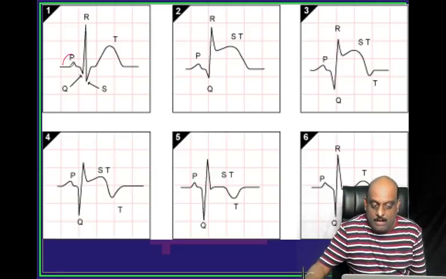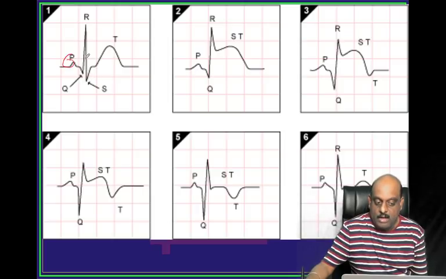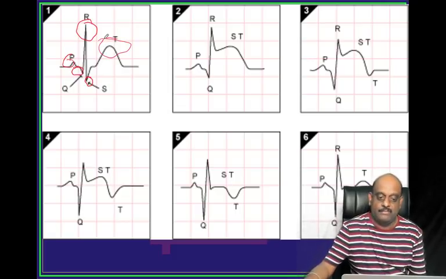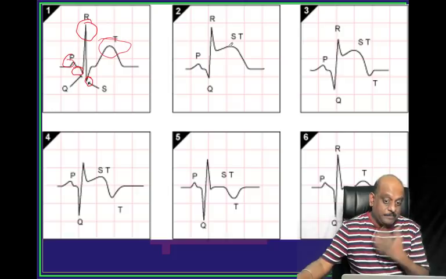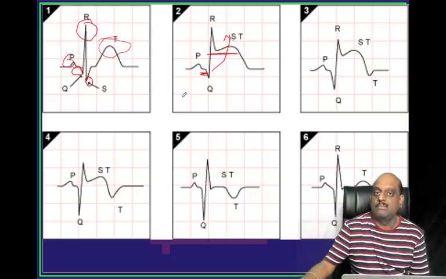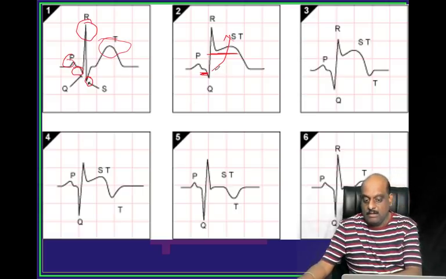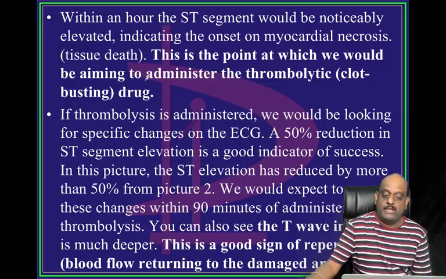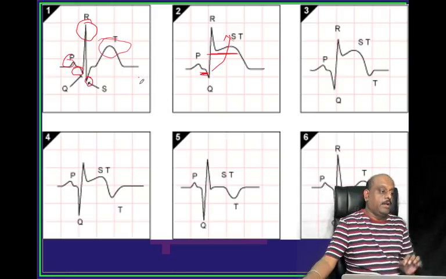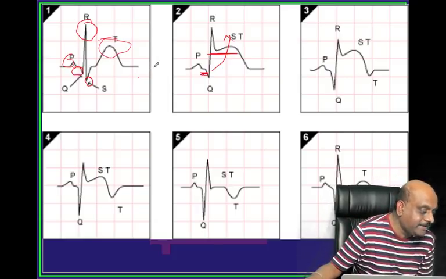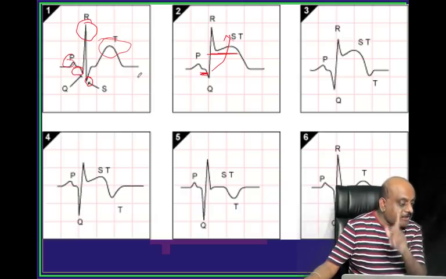So doctor, this is the normal P. R is the positive wave, after R comes S, before R come Q and T wave. So the ST segment typically becomes elevated compared to the PQ segment. So most important thing, what is the most important thing, doctor? If you want to do thrombolysis, very good, Lovpreet rightly says, SLE will surely come.